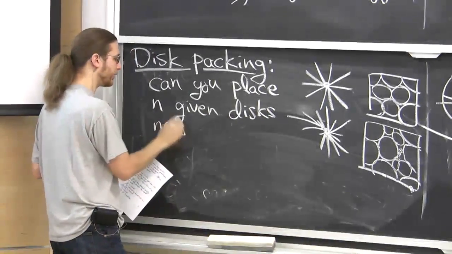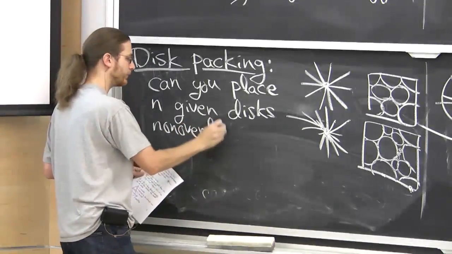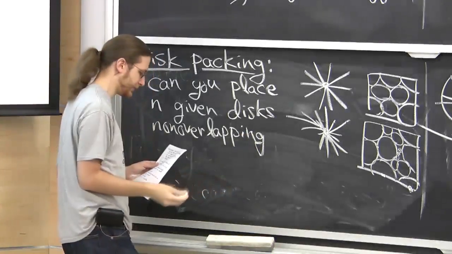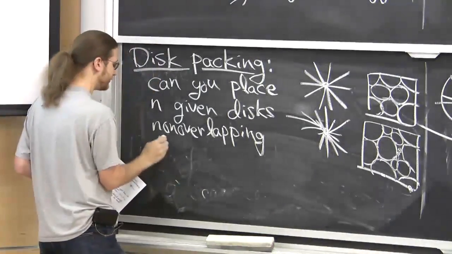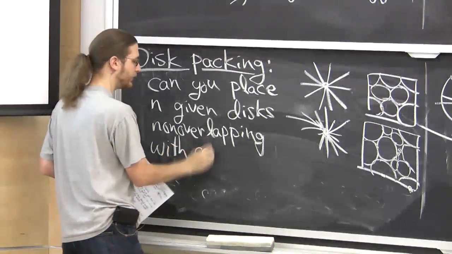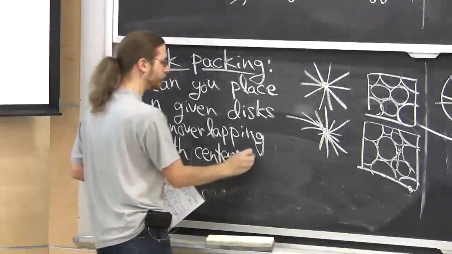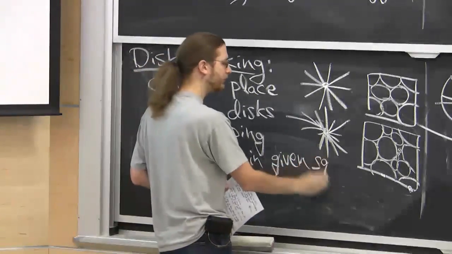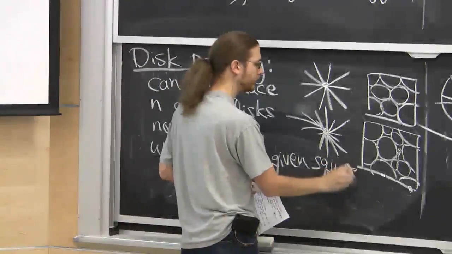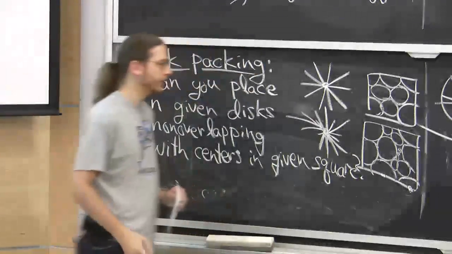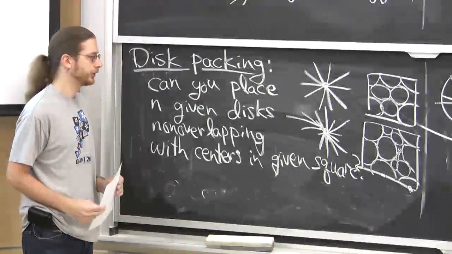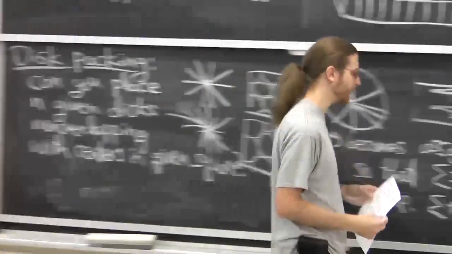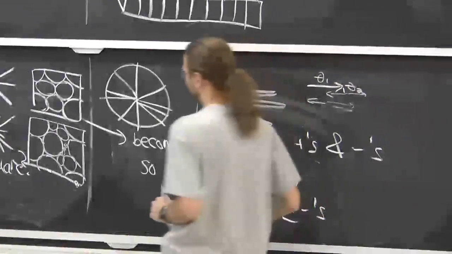I want them to be non-overlapping. They can touch on the boundary, but the interiors can't overlap. And I need the centers to lie in a given square. So I want to know, can I make this uniaxial base from this square of paper? And I claim that is NP-hard. So good luck solving it perfectly. And what TreeMaker does is it solves it approximately with a heuristic.